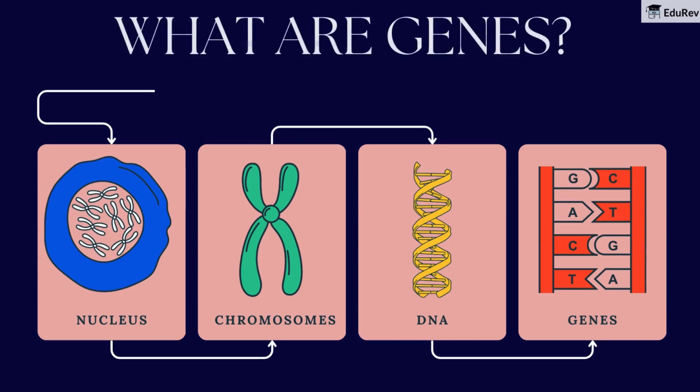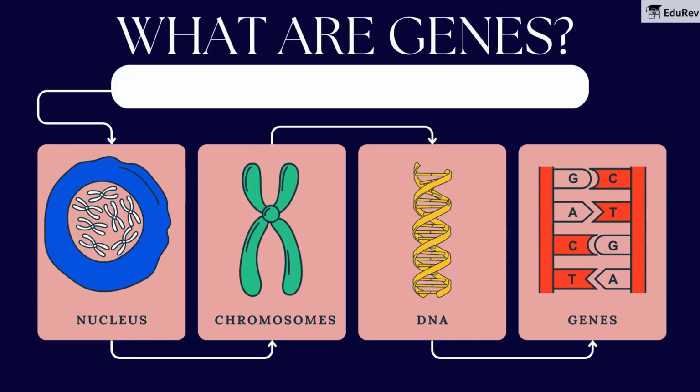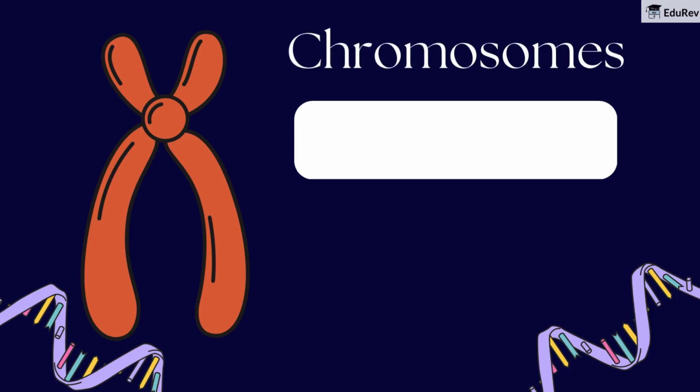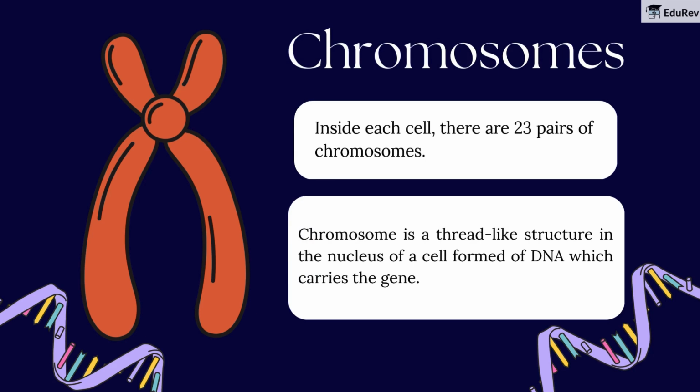Now let's understand what genes are. This information is located inside each cell. Inside each cell, there are 23 pairs of chromosomes. A chromosome is a thread-like structure in the nucleus of a cell formed of DNA which carries the gene.